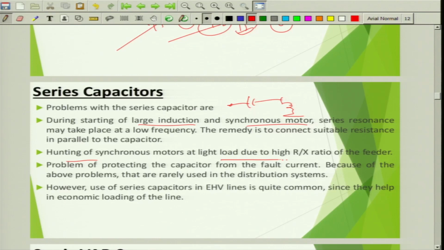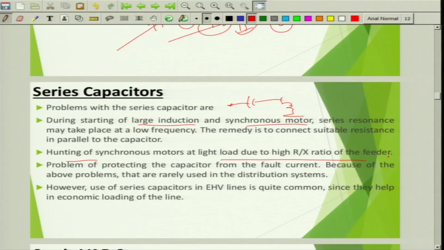This happens especially at light load due to a high R by X ratio of the feeder, and there is also an issue with faults in the system. Just imagine there is a fault, and because of series capacitance there is a reduction in the net reactance. That is good during steady state operation, because it will improve the system stability and active power capability of the system. But during a fault there is already less resistance to the flow of current, and now it will increase the fault current because of the presence of series capacitor. They are rarely used in distribution systems basically.